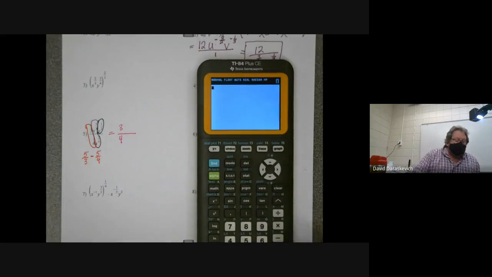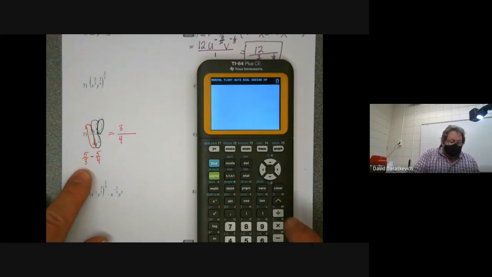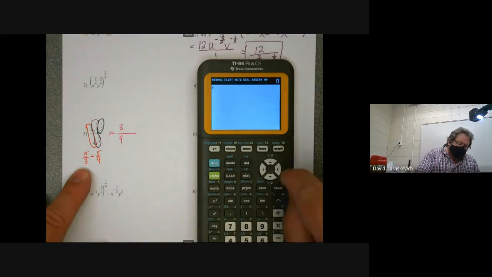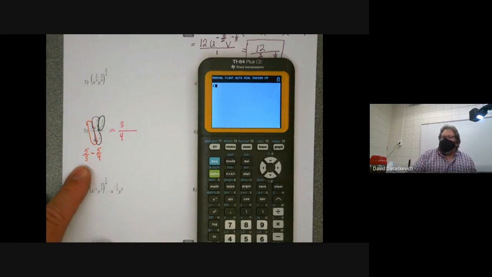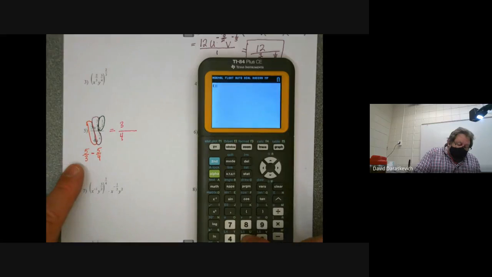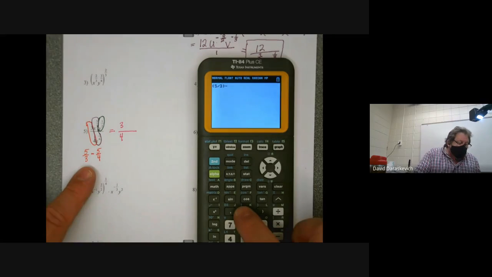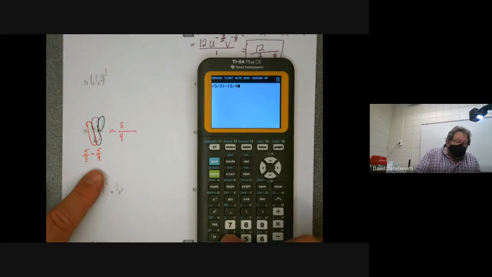Okay. So I've got my 5/3, and I always put fractions in parentheses because that way I don't have to worry about PEMDAS because your calculator is very, very strict with PEMDAS. So I have my 5/3, 5 divided by 3, subtracting 5 divided by 4.